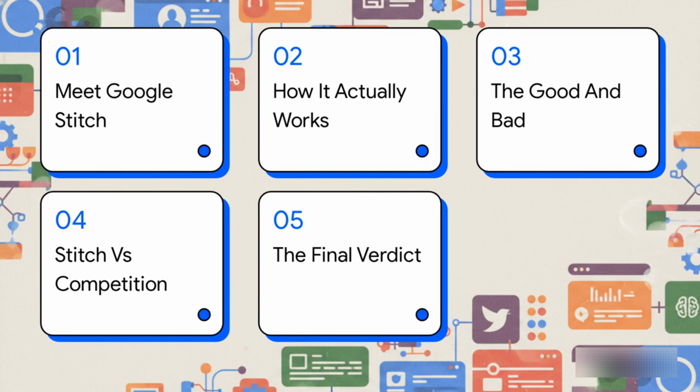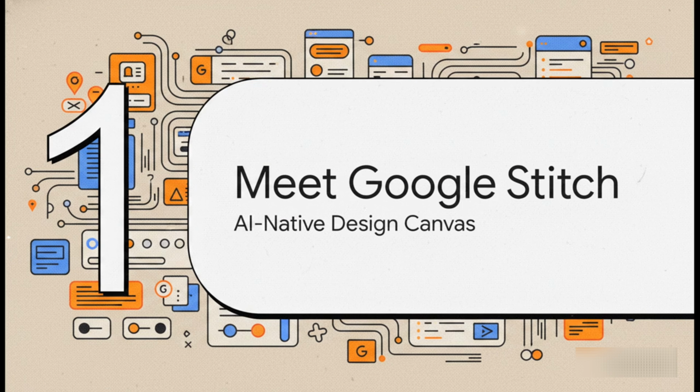To find out, here's our roadmap for this explainer. 1. Meet Google Stitch. 2. How it actually works. 3. The good and the bad. 4. Stitch versus the competition. And 5. The final verdict. All right, let's jump right into section 1.